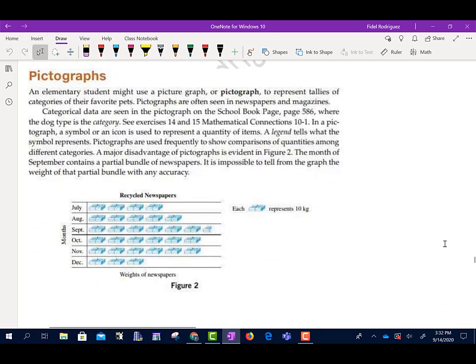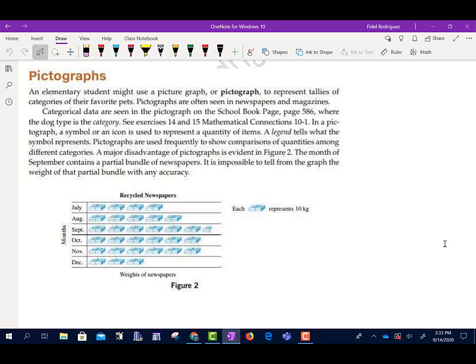Okay, so we're talking a little bit about pictographs. It says an elementary student might use a pictograph to represent tallies of categories of their favorite pets. Categorical data are seen in the pictograph on schoolbook page 586, where the dog is a type of category. A legend tells what the symbol represents.